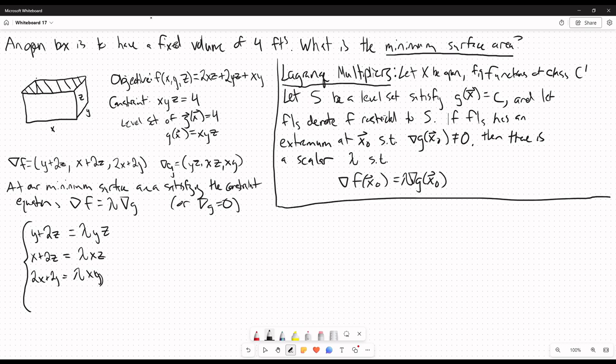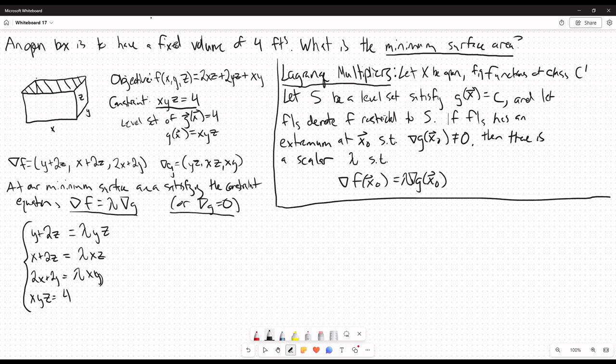And you'll notice I left room for one more constraint, and that is, spoiled it, I left room for one more equation, which is my constraint equation. We also need to satisfy that xyz equals 4. And this gives me a system of equations that I can solve. Or, as I said, we might have this case, or we might have that the gradient of g equals 0. So whatever our extremum is, it has to satisfy one of these two things.